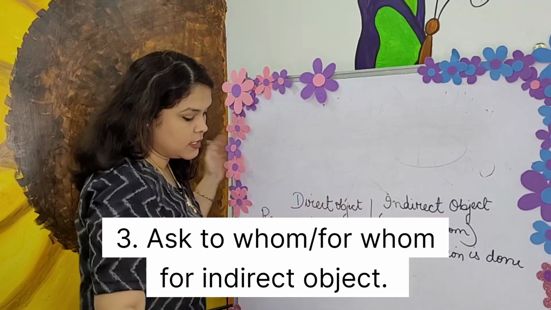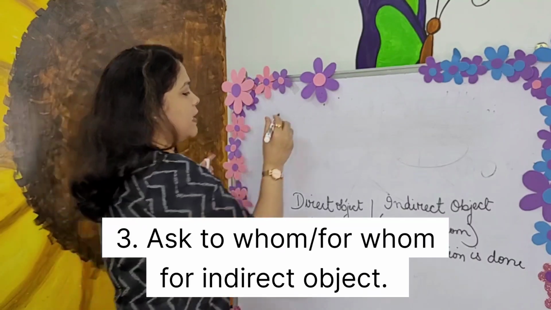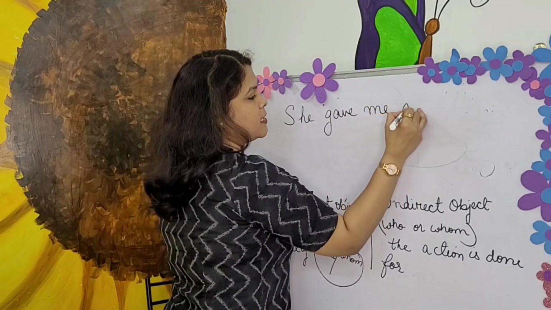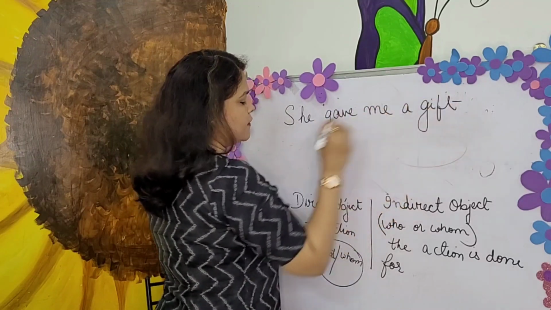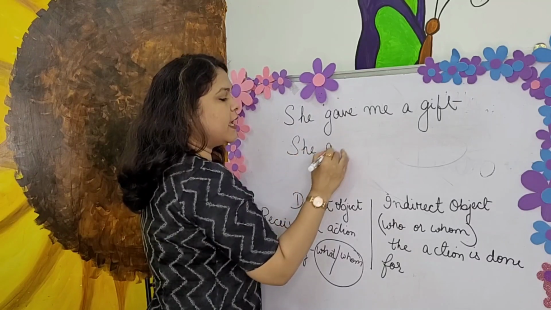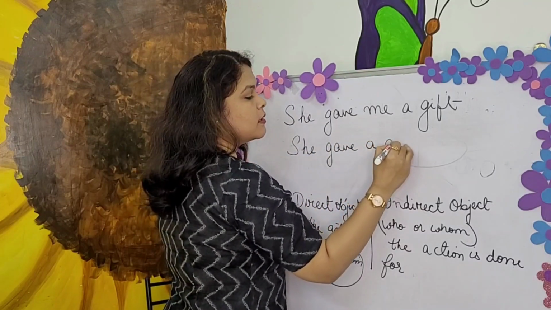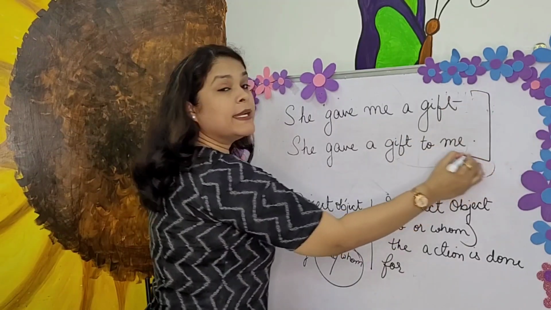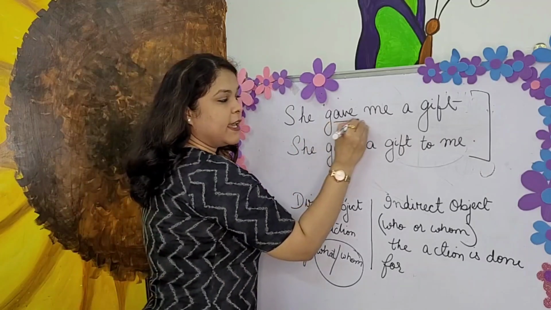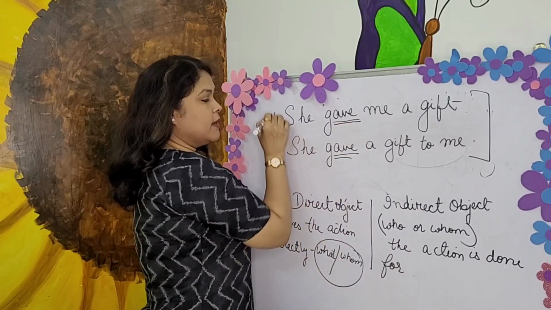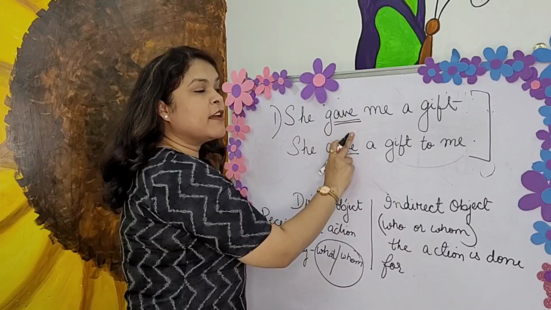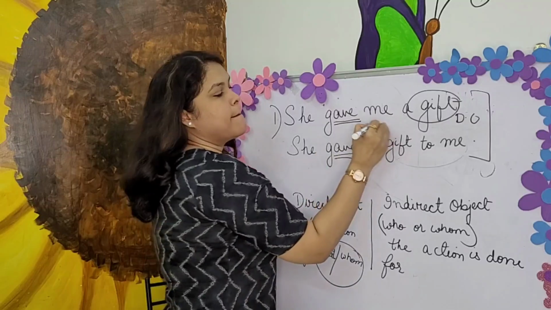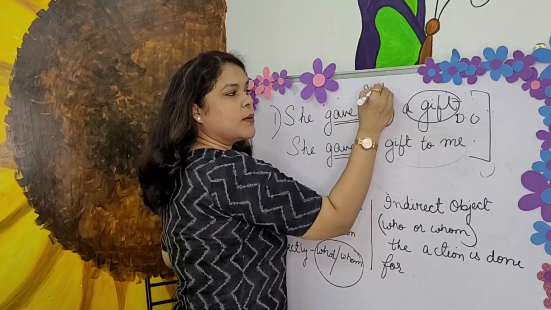Let us look at these two sentences. She gave me a gift. And she gave a gift to me. So if you look at these two sentences, the verb is gave. Let us look at the first sentence. What did she give? A gift. So this is the direct object. To whom did she give? Me. This is the indirect object.